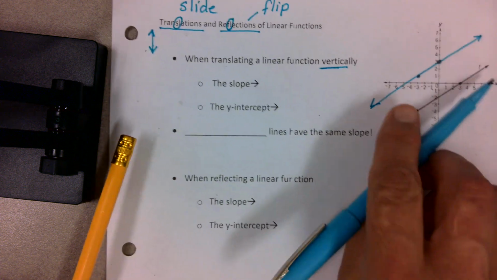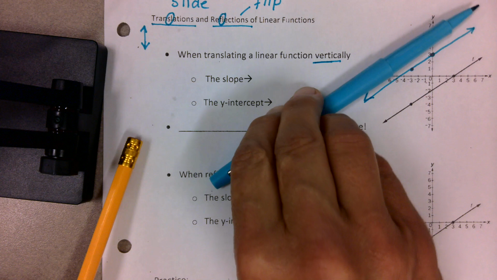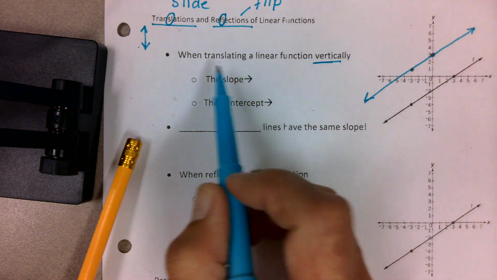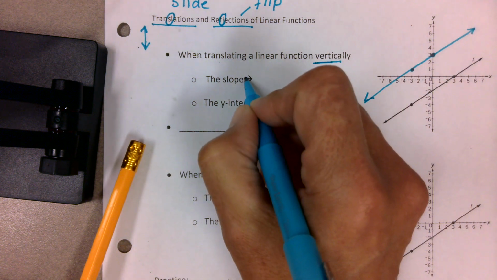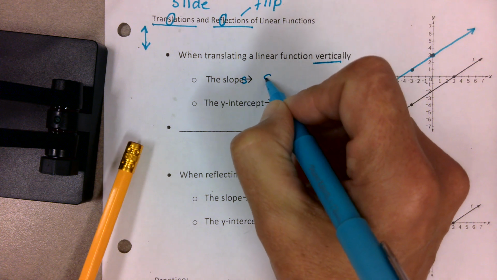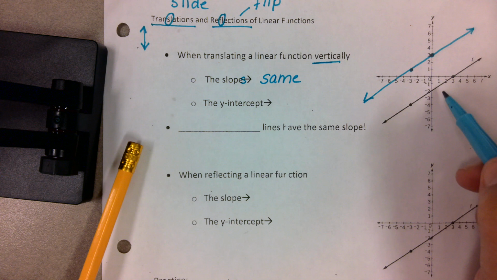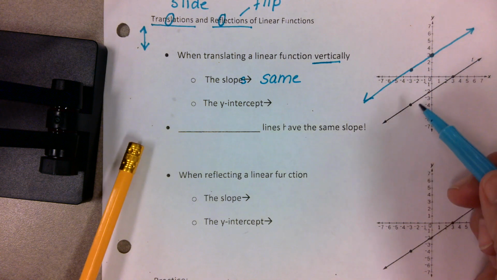What happened to my line when I shifted it? Looks like I shifted it up. When we shift our lines, the slopes are going to be the same. Nothing happened to the slope of our line. This slope is going to be the same as this slope.